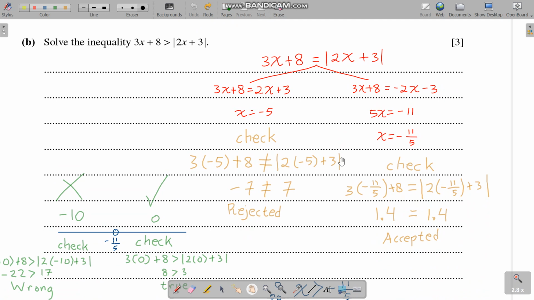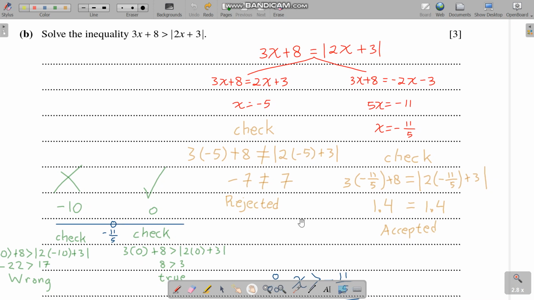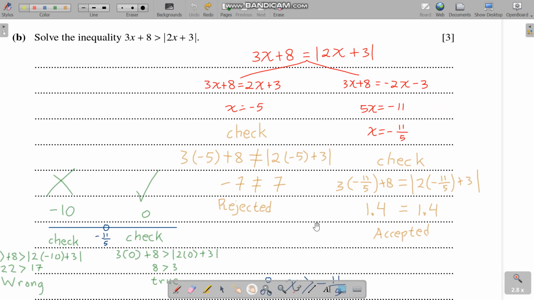3x plus 8 is greater than the modulus of 2x plus 3. So of course we can use the graph if you understand how, but usually it's maybe easier for algebraic or critical point or the number line method. So if you want to just solve this algebraically, you can start by rewriting the inequality, but this time we use an equal sign, so we are solving the modulus equation here.